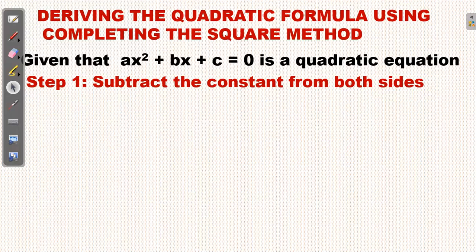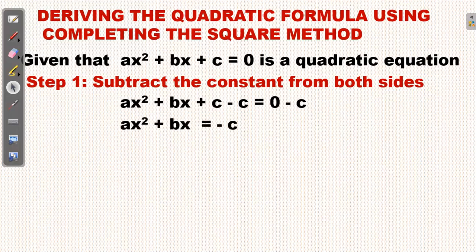we want to derive the quadratic formula using the completing the square method. Step 1. Subtract the constant from both sides. In this case, the constant is c because it doesn't have a variable. So we subtract the constant from both sides. We have ax squared plus bx plus c minus c is equal to 0 minus c. That eventually gives us ax squared plus bx equal to minus c.